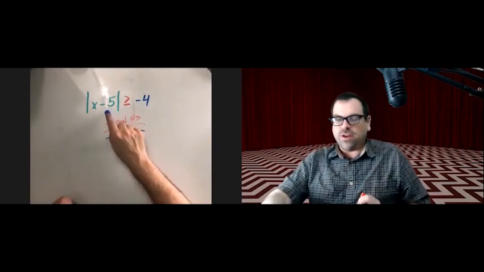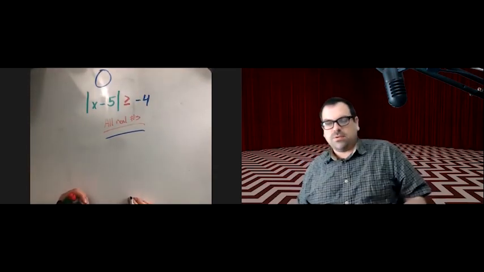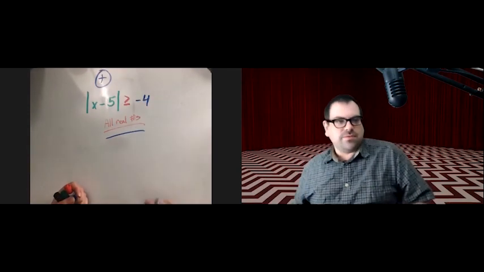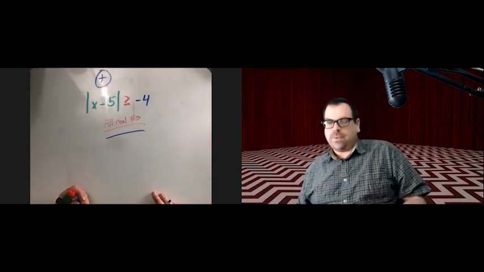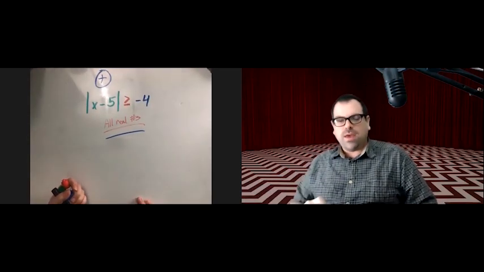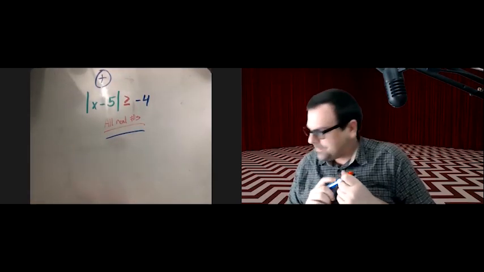Because you know what's greater than or equal to negative 4? 0. And all positive things, those are all greater than or equal to negative 4. Absolute values can only be zeros and positive things.